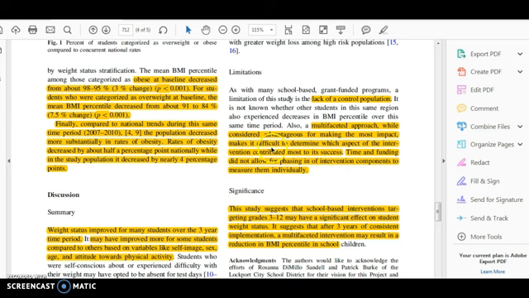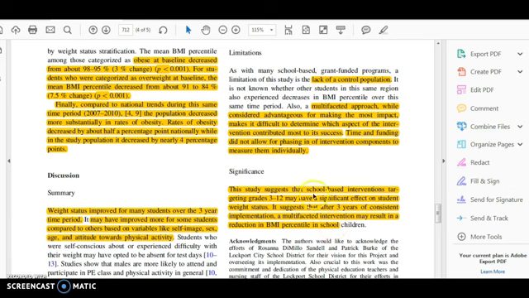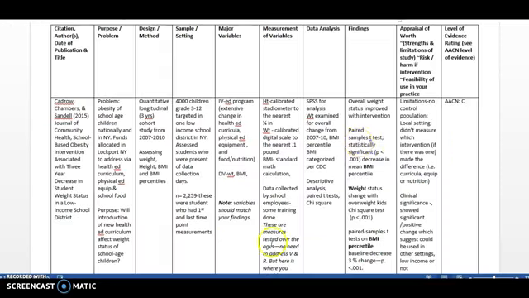The way the study was set up, they weren't able to truly determine which aspect of the intervention contributed to most of the success, or most of these kids losing this weight. They could have set the study up a little differently to achieve that, but it's hard to do that if you don't have the money or the time. And then they talk about the significance of the study. So really, appraisal of worth.